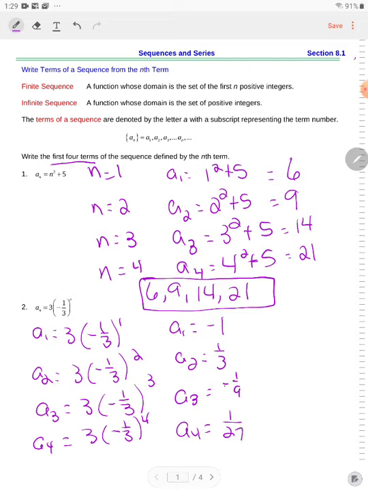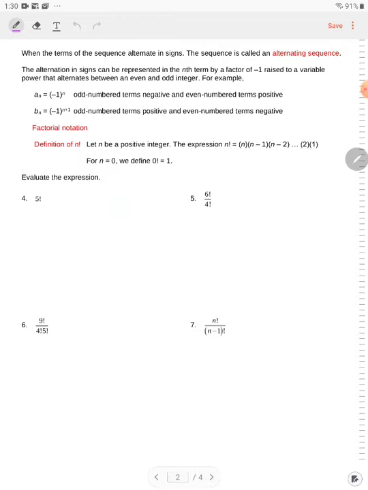Notice the signs alternate. And you study a little bit more with alternating series when you get to calculus. So what would our answer look like? Our answer is negative 1, positive 1/3, negative 1/9, and 1 over 27. There we go.